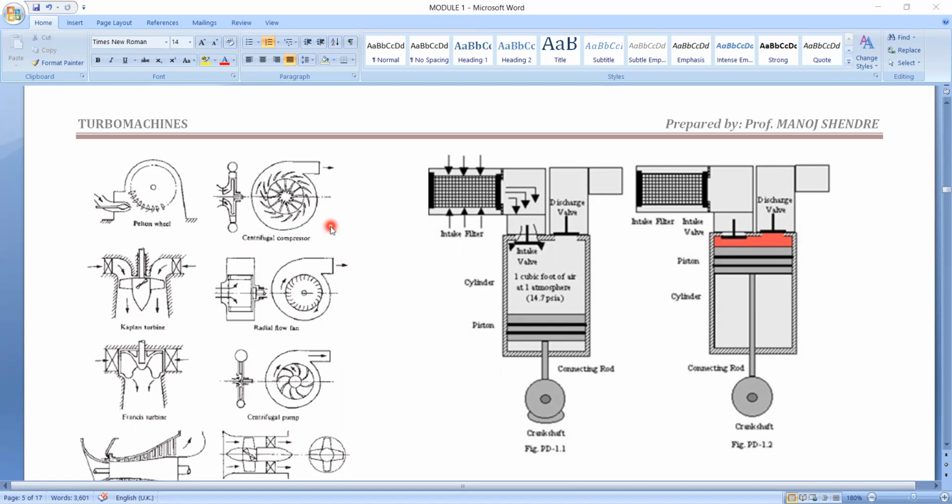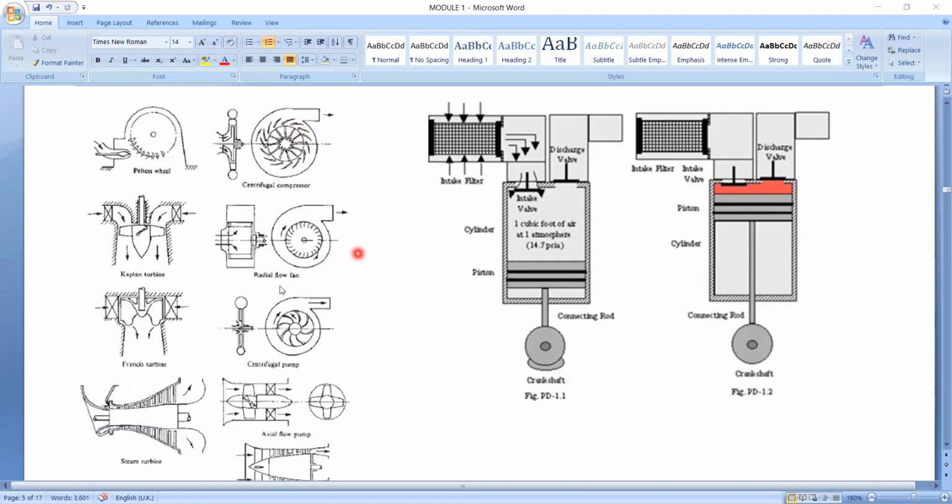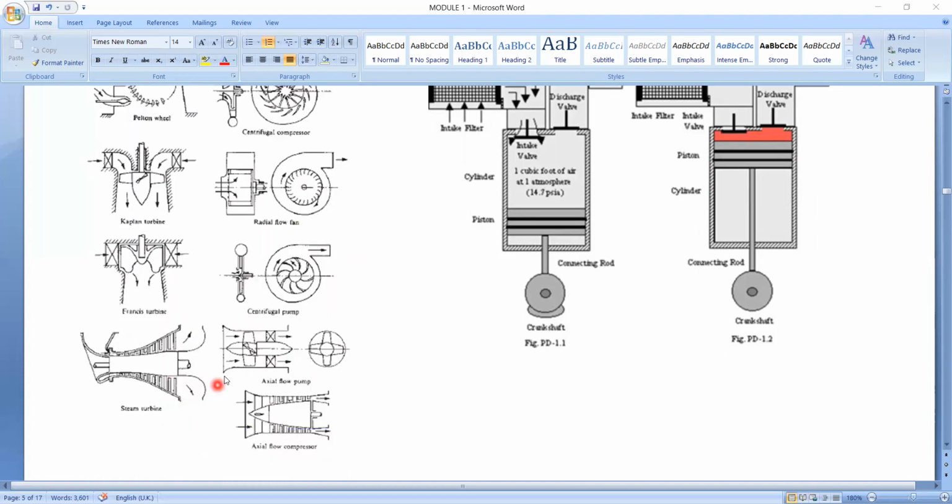On the other side, the second type is the closed type turbo machine. It's very simple. If we use a housing or casing which encloses the entire rotating part, it is known as the closed type turbo machine. The best examples are the centrifugal compressor, radial flow fan, centrifugal pump, Francis turbine, and steam turbines. For all of these, we have to use the casing, which provides the proper direction to the fluid flow.